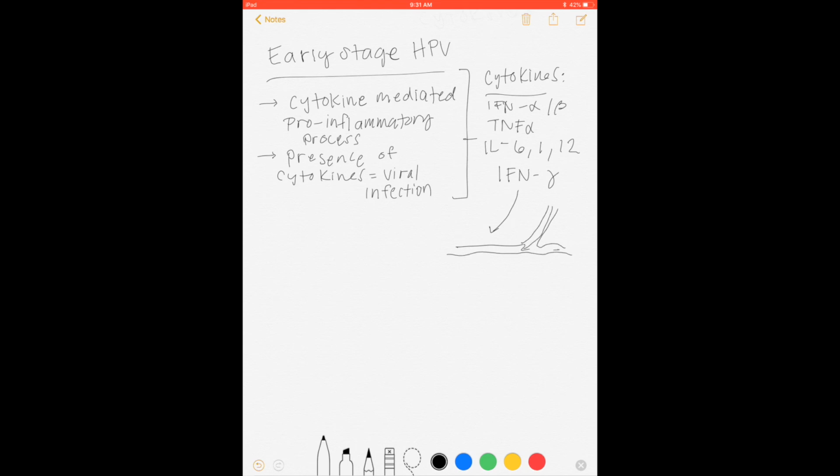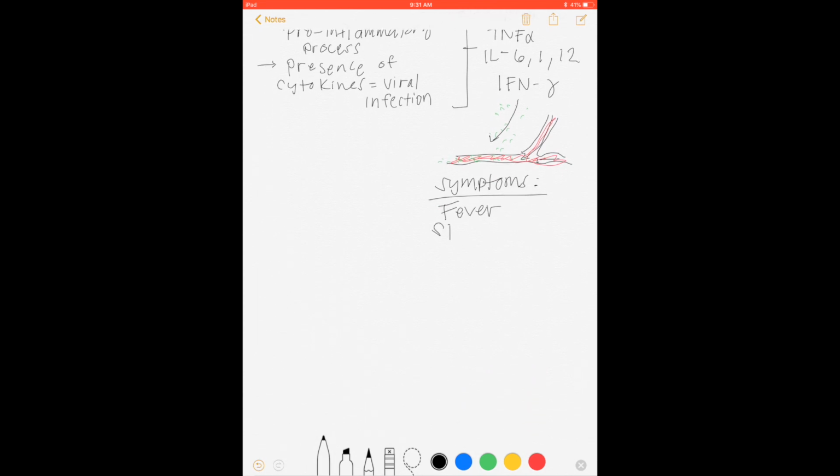When these cytokines enter the circulation, they elicit symptoms typical of many viral infections, including that of fevers, sleepiness, lethargy, muscle pain, loss of appetite, and nausea.